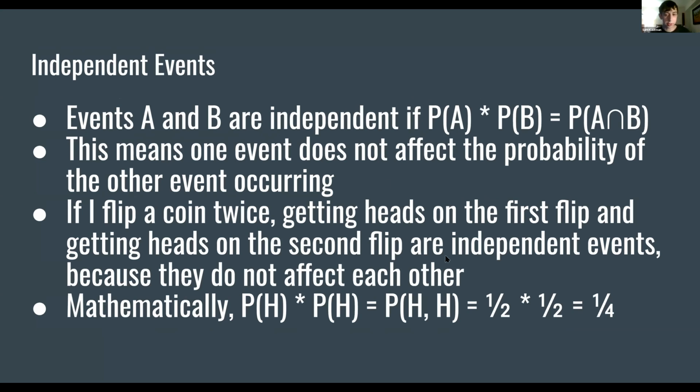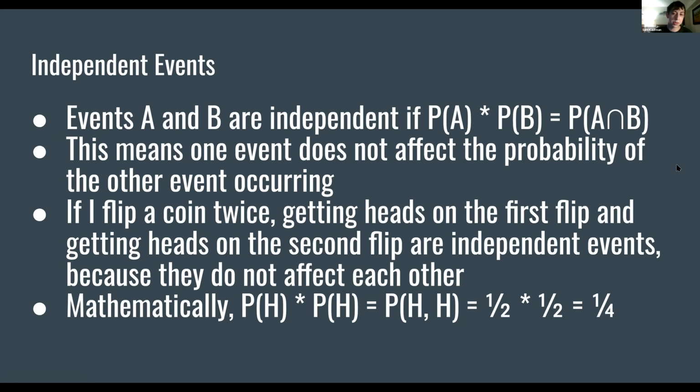If I flip a coin twice, getting heads on the first flip and getting heads on the second flip are independent events because they don't affect each other. If I get heads on the first flip, it doesn't change whether I get heads or tails on the second flip. That's why they're independent. Looking at the math, the probability of heads the first time is 1/2. The probability of heads the second time is 1/2. So that's 1/2 times 1/2, which is 1/4, the same as the probability of getting heads and then heads, which is also 1/4.